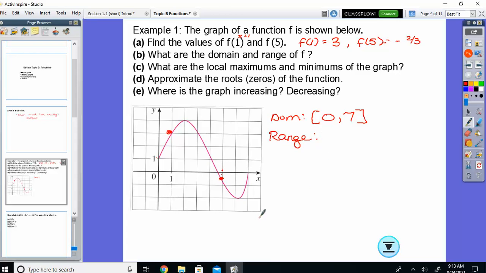Range is talking about your y's. So that's your lowest to your highest point. My lowest point is negative 2. My highest point is 4. So range would be from negative 2 to 4. We hit the y values in between those. Everybody okay with these? Remember doing this a little bit?